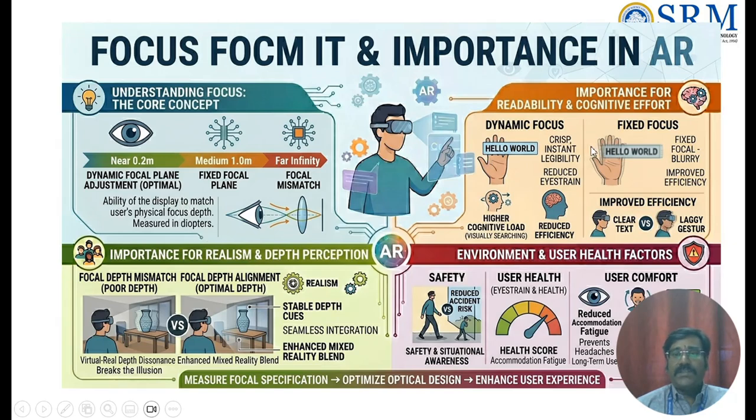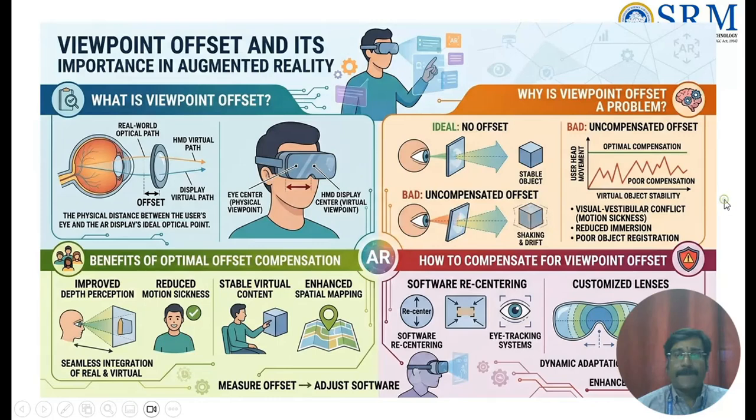In a dynamic focus, there is a higher cognitive load produced, with efficient measurement of the real world objects. In a fixed focus, the view may be blurry in nature. In dynamic focus, there is a dynamic adjustment of the focus field to get the view in an accurate manner. Focal depth mismatch creates poor depth and optical mismatch. So measuring focal specifications and optimal focal designs enhances the user experience.